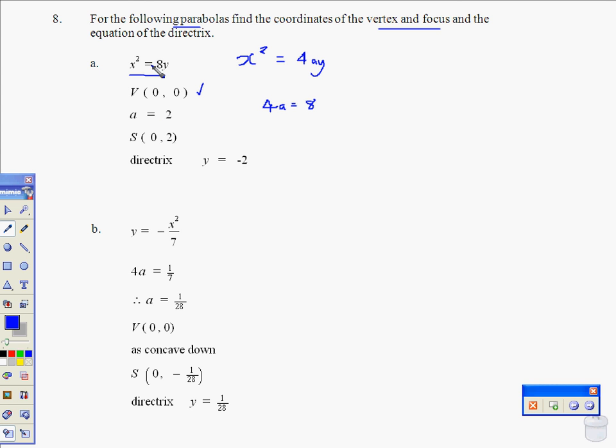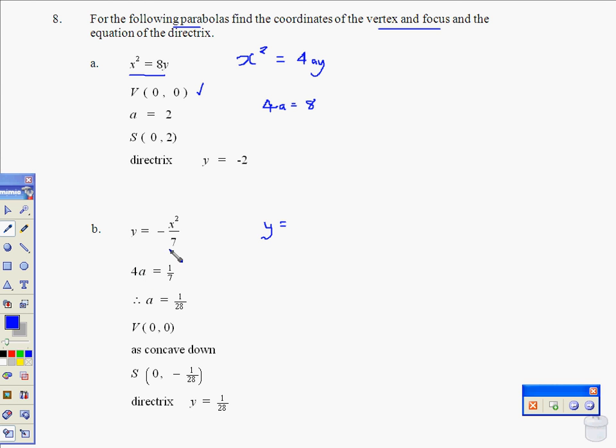If that's the case, it's concave up. The focus must be 2 units above the vertex, and the directrix is 2 units below the vertex. So we're able to write it in that form. In this case, we look at y is equal to -x squared here, and we can write it in this way.